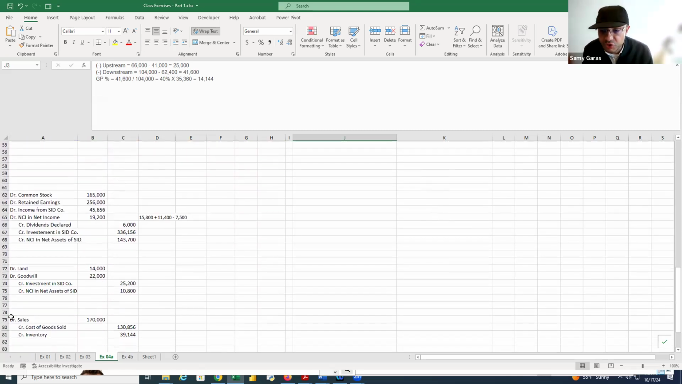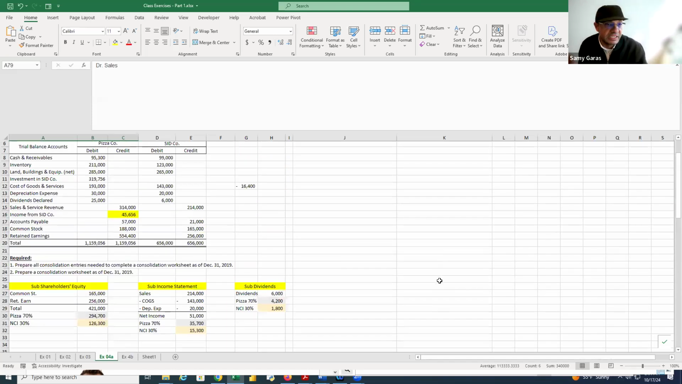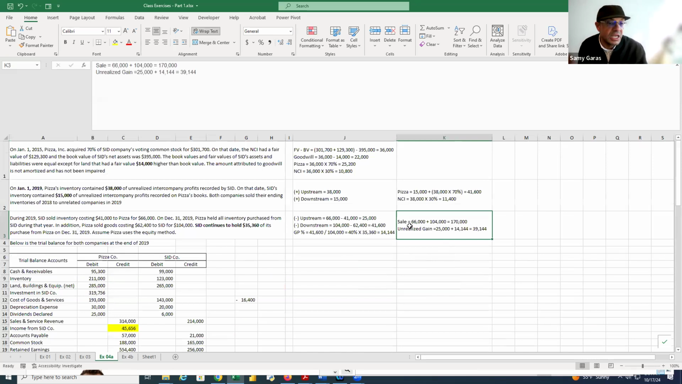When I close off the sales of this year, I will say debit sales by 170, credit cost of goods sold by 130,856, and inventory 39,144. How do I get the sales of 170? It's this amount. If you add 66 upstream plus 104 downstream, we get 170, which is total sales.